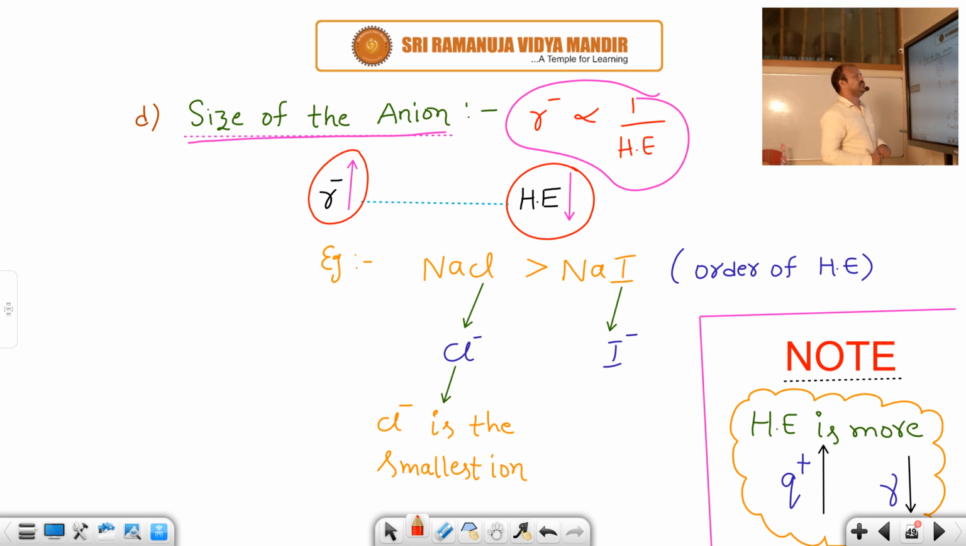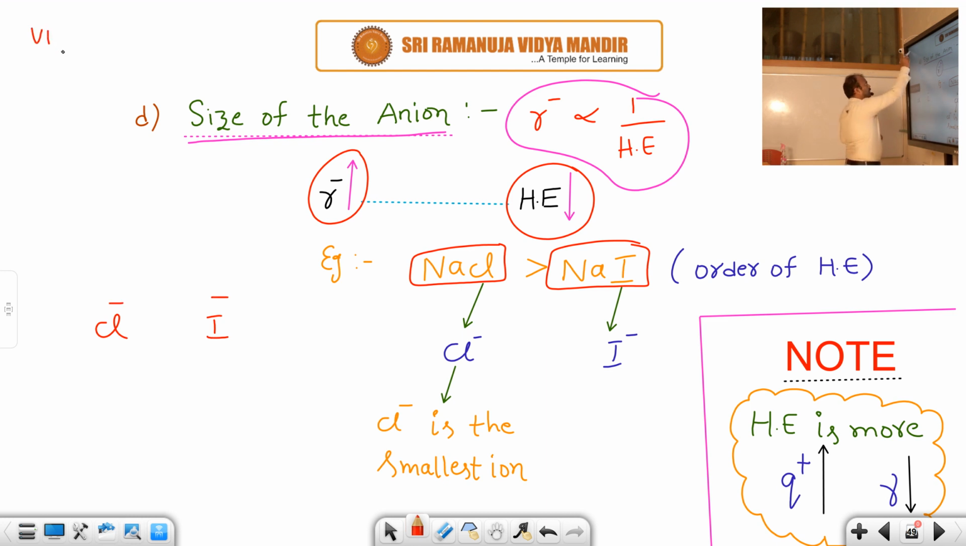For your sake, I take one example here: sodium chloride and sodium iodide. Students, on both sides you should observe that sodium is there. That's why we should depend upon the different elements. Here chlorine is there, here iodine is there. Am I correct or not? This is Cl minus, this is I minus.